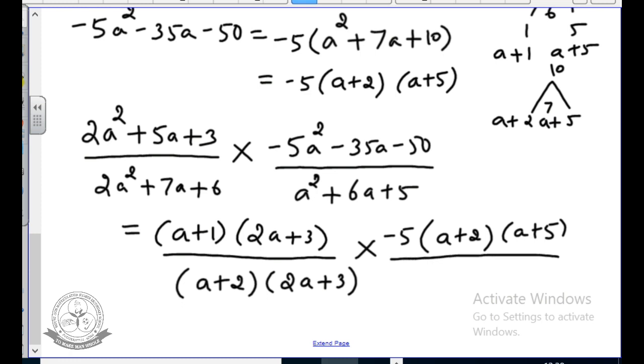divided by the last one. For that, a square plus 6a plus 5, what we are having is a plus 5 into a plus 1.